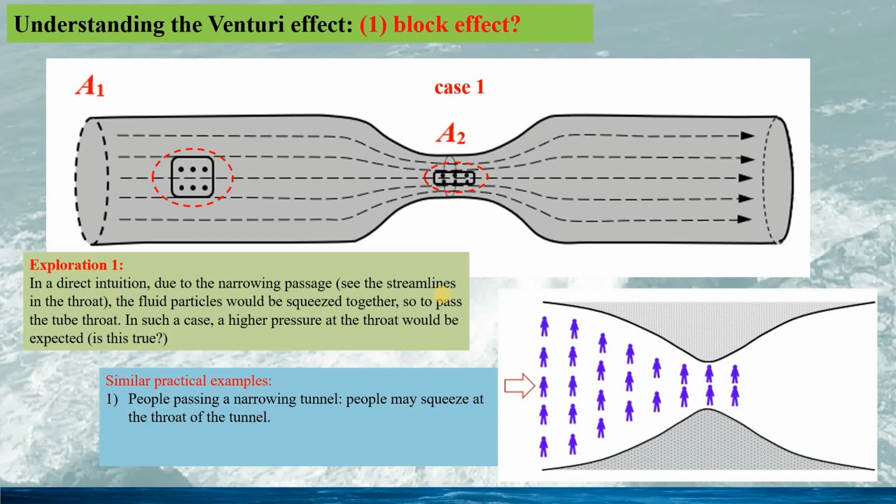And in reality, we may experience similar practical examples. For example, the people passing a narrowing tunnel. So we can see people may squeeze together at the narrowing passage in the tunnel, so slow down the flow of people. Another example, we might have the experience for the traffic. When the road is narrowed or a lane is shut down, the traffic will slow down. Are these phenomena similar to the flow past the narrowing passage in here?